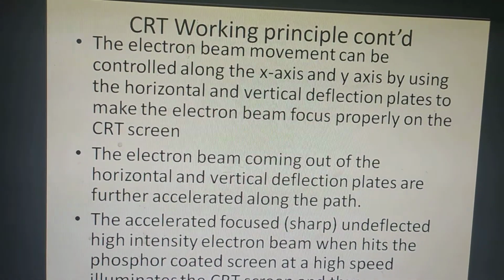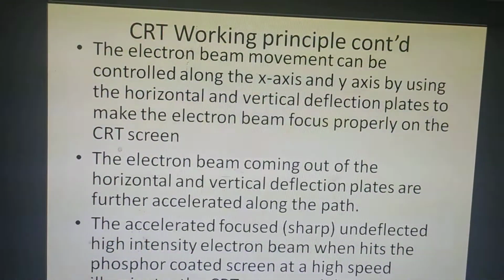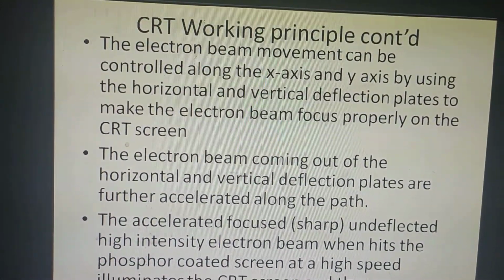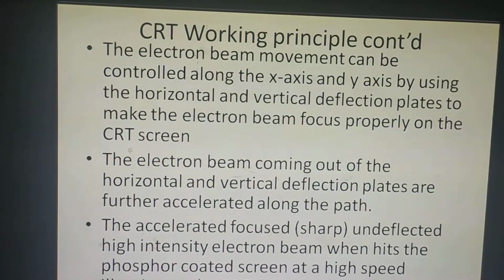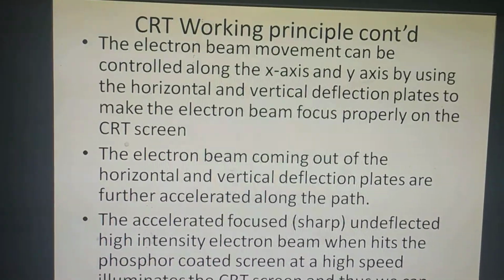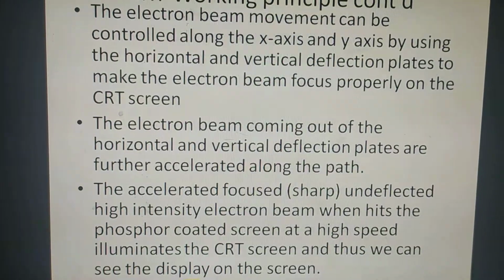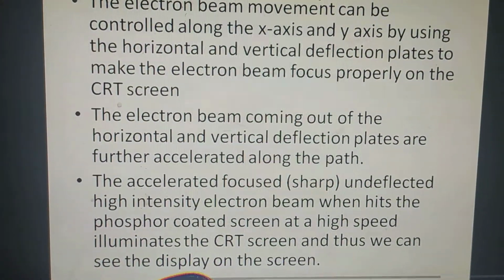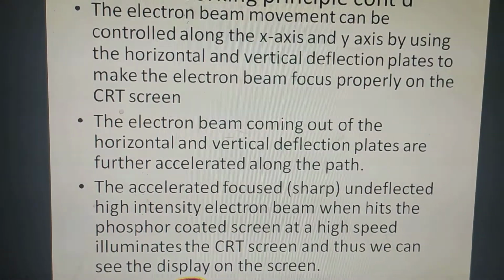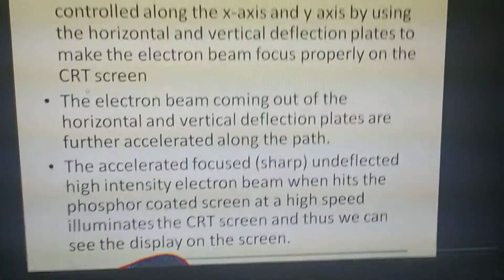The accelerated, undeflected, high intensity electron beam hits the phosphor coated screen at high speed and illuminates the CRT screen, and thus we can see the display on the screen. Okay, this is how the working of CRT is. This is the CRT principle. Okay, so this has 10 marks.